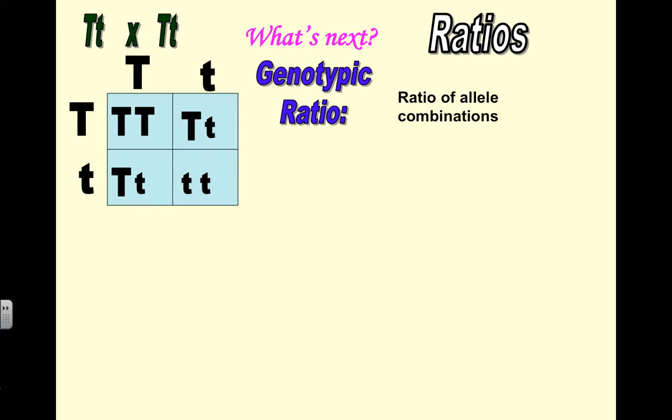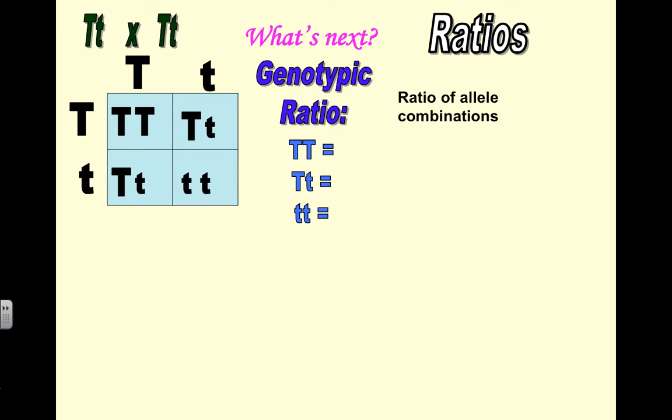And this is a ratio of all the different allele combinations. So if you guys remember back, genotype and phenotype. Genotype refers to the letter combinations. So in this case, we have 3 possible genotypes anytime you do a Punnett square that looks like this. You could have 2 uppercase letters, an uppercase and a lowercase letter, or 2 lowercase letters.